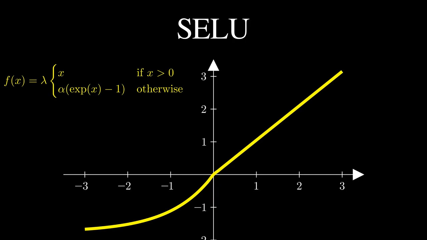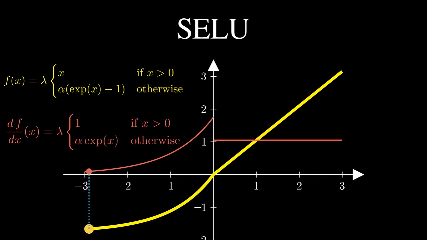This is because alpha is not 1 anymore, and it makes the slope of the curve for the region before 0 and after 0 to be different. As a result, the SELU function is non-differentiable at x equals 0, and the derivative of SELU is a discontinuous function.